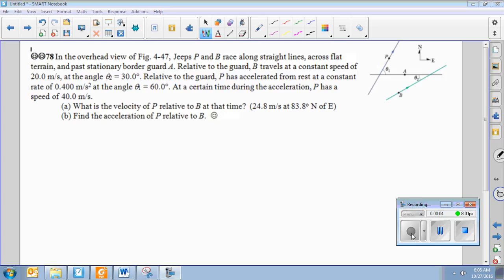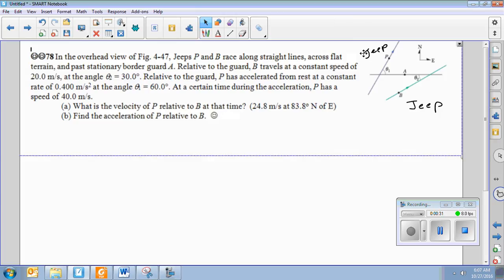All right, so here we go. This is problem number 78 from chapter 4 of the Halliday and Resnick textbook. So we've got this figure. The hardest thing about this figure is just keeping straight what's what. So we've got two Jeeps, and for some reason they've called one of the Jeeps P, and they've called the other Jeep B. All right, and they're both going to race along straight lines, like it shows here in the drawing.